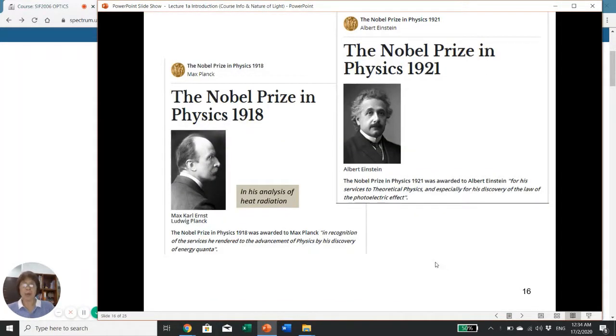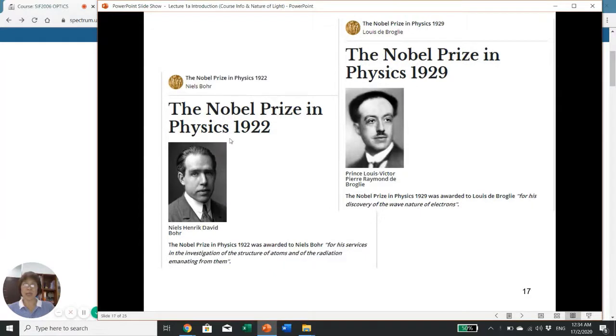Okay, those pioneering works were awarded Nobel Prizes to these great scientists. In 1918, Max Planck won the Nobel Prize in Physics in recognition of his discovery of energy quanta. In 1921, it was awarded to Albert Einstein, especially for his discovery of the law of the photoelectric effect. And in 1922 to Niels Bohr for his investigation of the structure of atoms and of the radiation that emanated from them. And de Broglie provided a link between wavelength and momentum. He was awarded for his discovery of the wave nature of electrons.